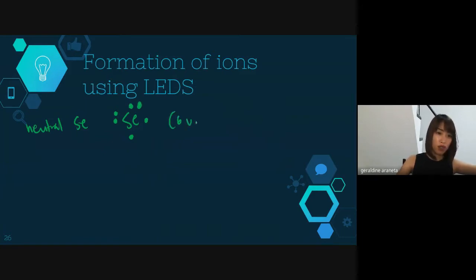With 6 valence electrons, for it to become stable, it will turn into an ion. That will become Se 2 negative, since its charge is 2 negative, the lower oxidation number. Okay. So when we draw it using the Lewis dots, that will become Se 1, 2, 3. I'm wrong, sorry.